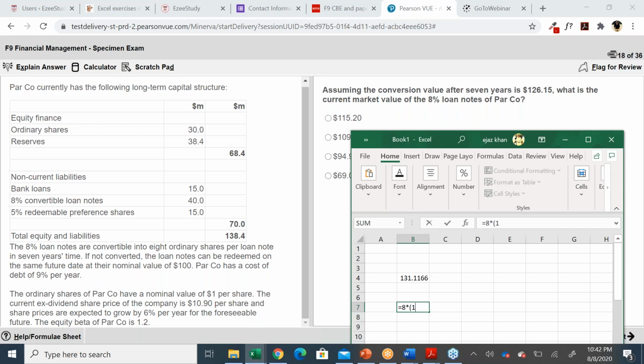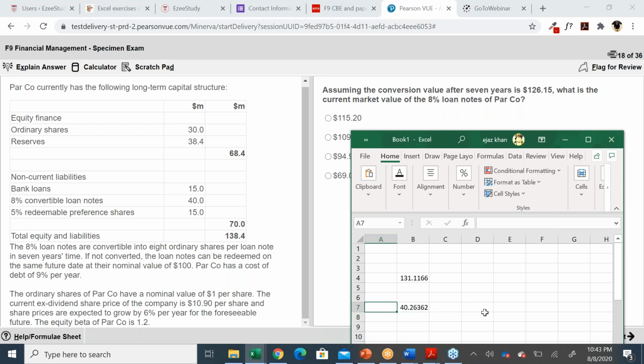So 1 minus 1 plus the cost of debt. The cost of debt is 9%, raised to the power minus 7, divided by 9%. That's the annuity factor.